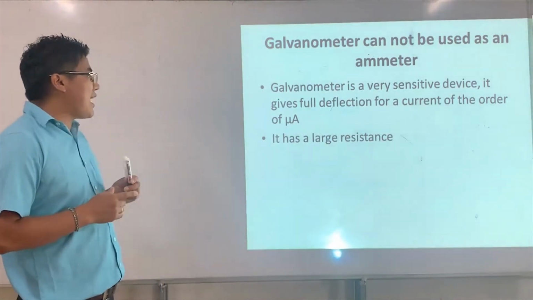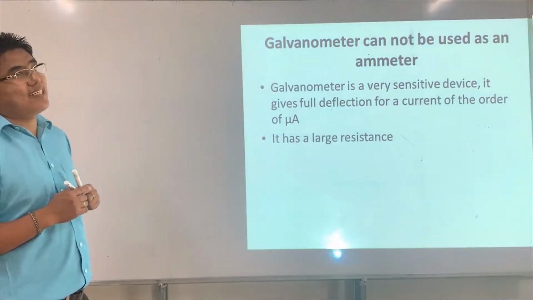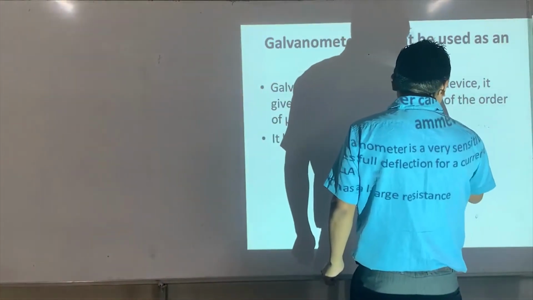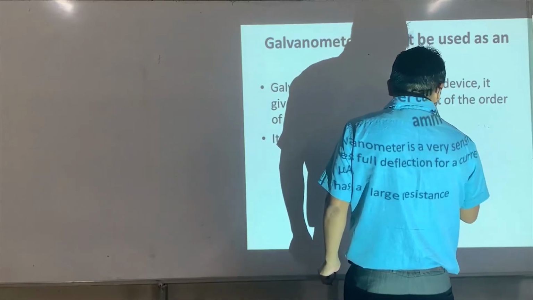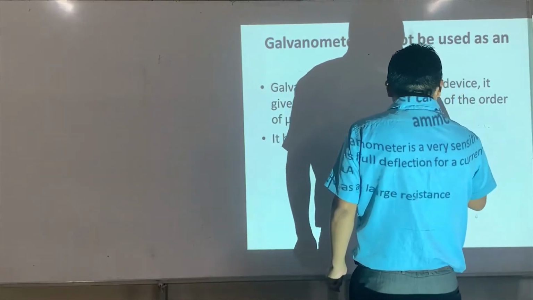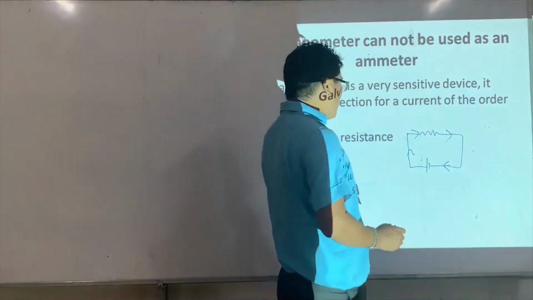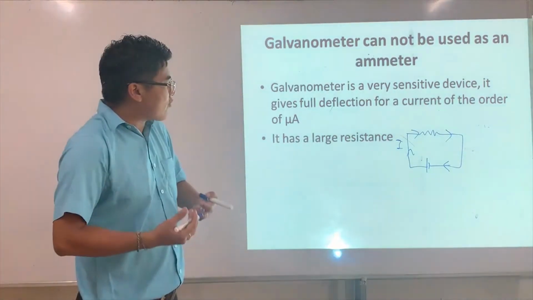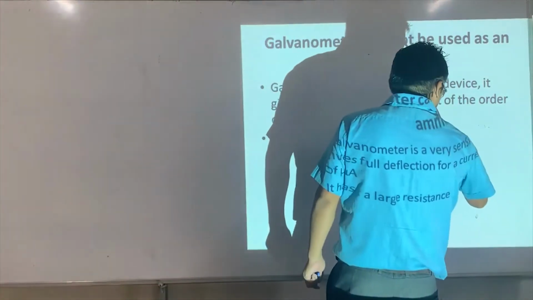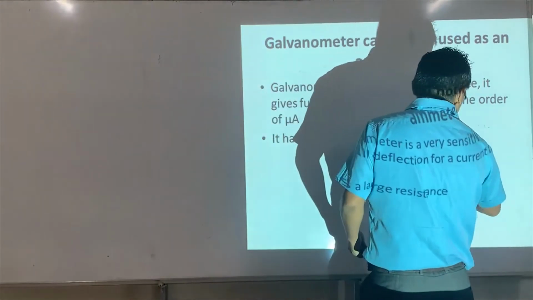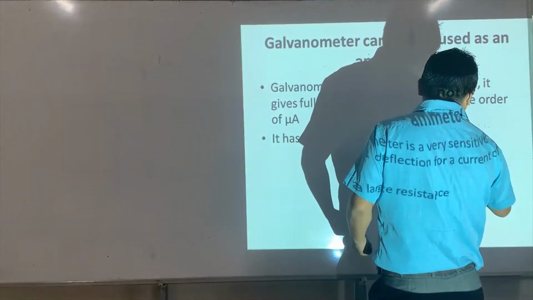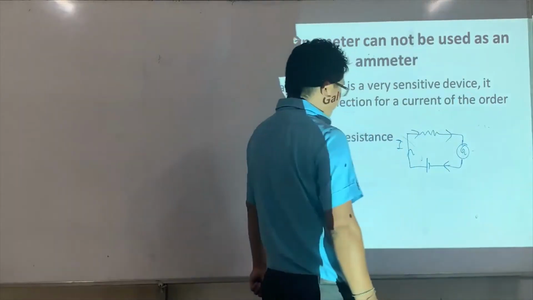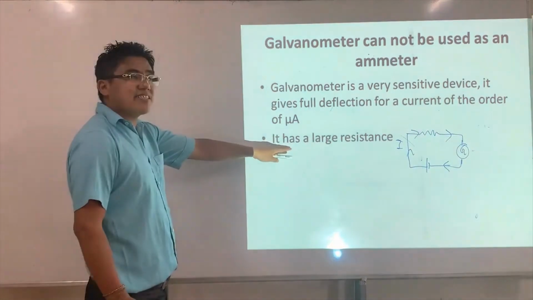Another point is that it has a finite resistance. So normally, how do we find current? Say this is a resistance and this is a very simple circuit. I would like to find the current in this circuit. How to do it? Very simple. I connect an ammeter. So if I connect the galvanometer here, the galvanometer has a finite resistance.